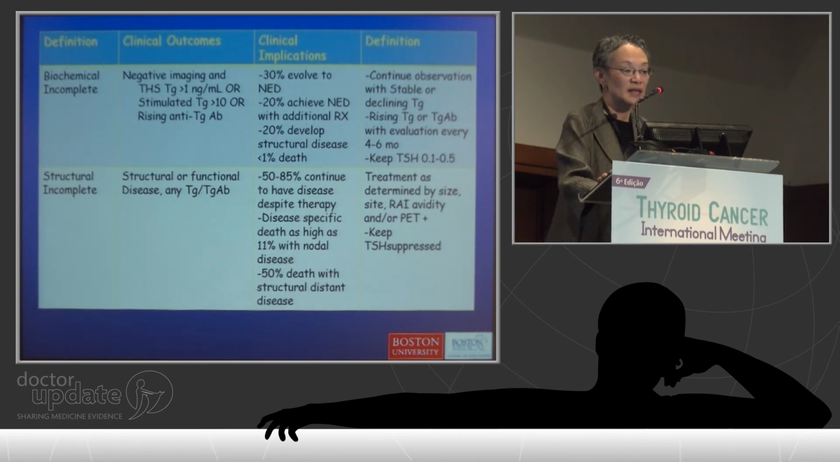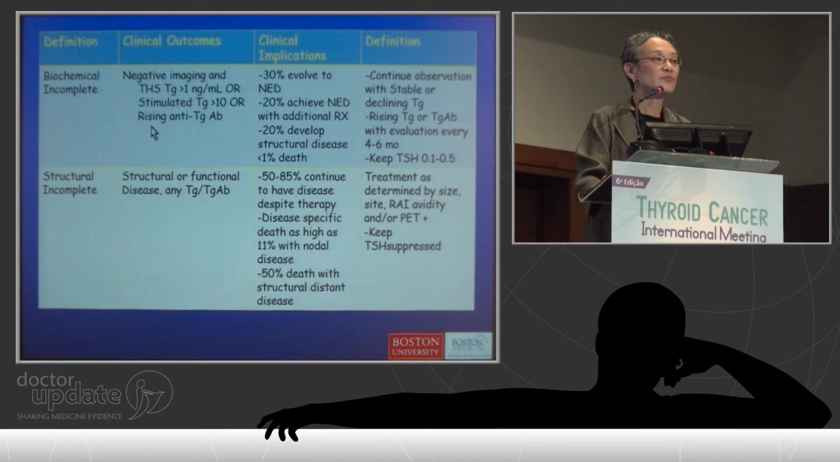Biochemical incomplete then is a little bit worse. So now their TSH suppressed thyroglobulin is above 1, or if you stimulate it, it's going to be above 10, or they have an anti-thyroglobulin antibody that's rising. All of that says that there's biochemical evidence of persistent disease.